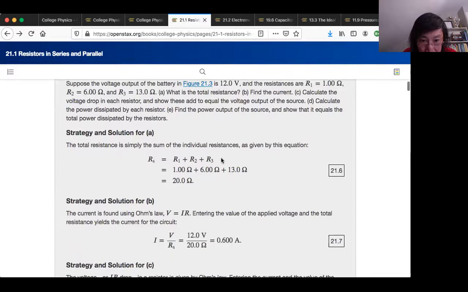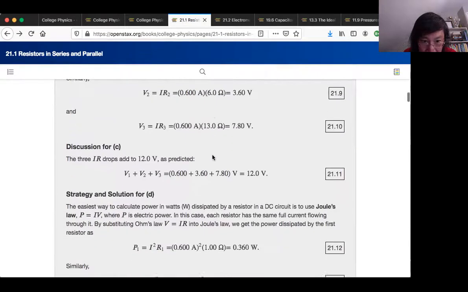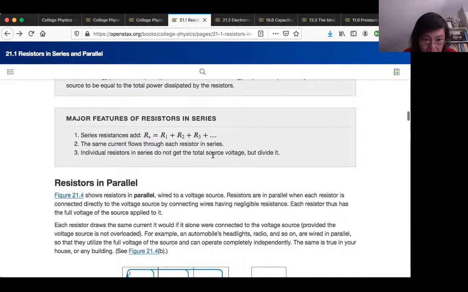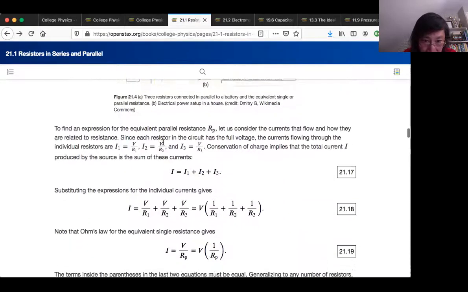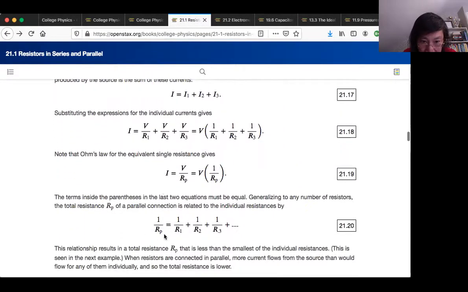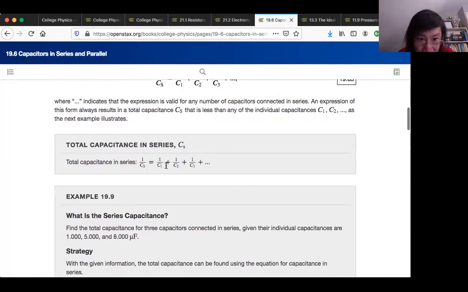This is the description of adding resistances in series. The total series resistance is just the sum of the resistances of the individual ones. This is the major feature of resistors in series, what we talked about in the previous lecture. But as soon as you go into parallel, notice what happens. The resistance in parallel of 3 or more resistors is actually lower. It's just like this capacitor thing right here. This addition here, 1 over C sub series, is all the different series stuff.